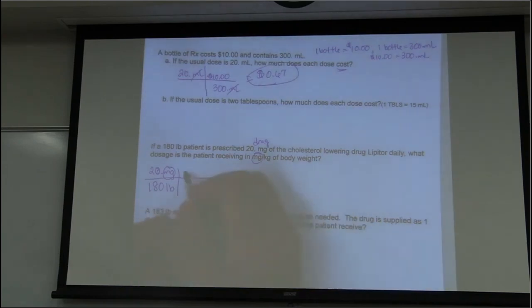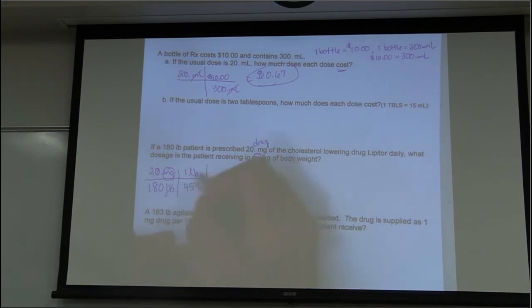What did you put on top? What'd you put? 1 pound? What did you put on bottom? 454 grams. Okay, some of you are using the 2.2. That's fine. If you know that one, if you have it memorized, that's fine. I don't have that one memorized. I'm not going to use that one. But you can. You can use that.